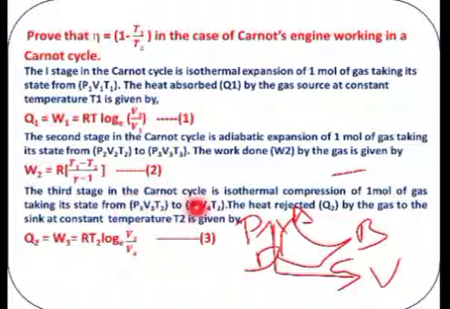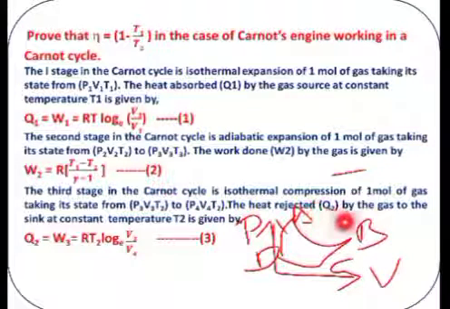The third stage in the Carnot cycle is isothermal compression, which means the third stage is CD. 1 mole of gas takes its state from P3 V3 T2, that is P3 V3, from that to P4 V4 T2. Here the temperature is not changing, only pressure and volume are changing. Pressure and volume both change from P3 V3 to P4 V4, but the temperature remains the same.